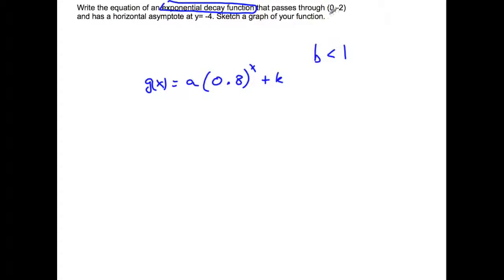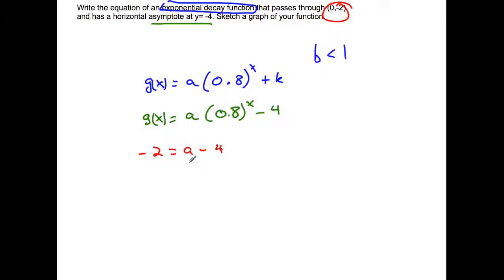Now we go to our k, and that is based on our asymptote right here at -4. So it's g of x equals a times 0.8 to the x minus 4. And then I have to figure out what I need in order to get my y-intercept to be (0, -2). I know that if I plug in 0 for x here, I get -2 equals a minus 4. So a must be positive 2. So my final function is going to be g of x equals 2 times 0.8 to the x minus 4.